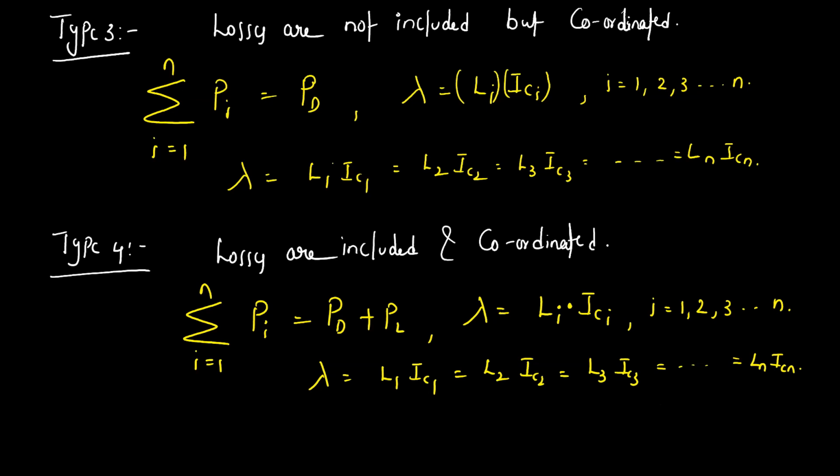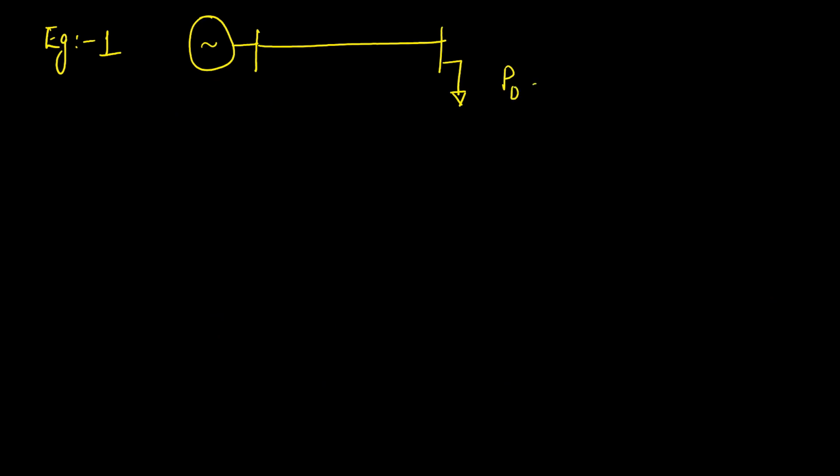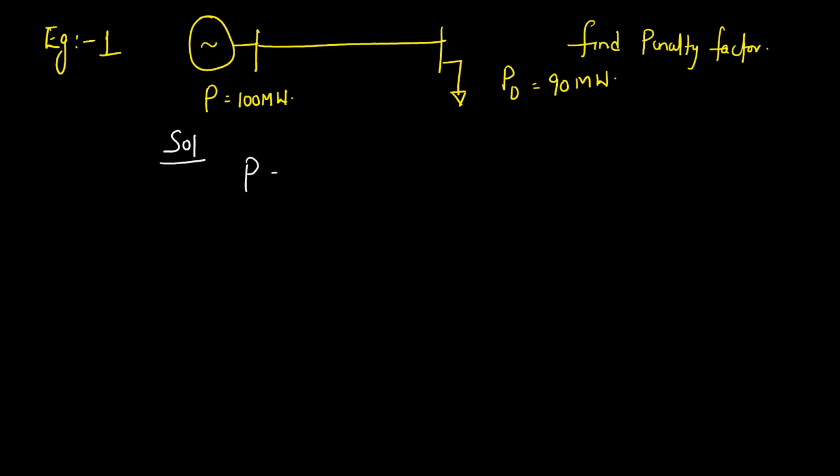Okay. Now, the load demand is 90 megawatt and the power generated by the unit is 100 megawatt. And he's asking to find the penalty factor. Only one single generator is there. Power generated by the unit must be equal to total demand plus losses, which implies 100 megawatt is the generation, 100 equals 90 plus PL, which implies PL equals 10 megawatt.